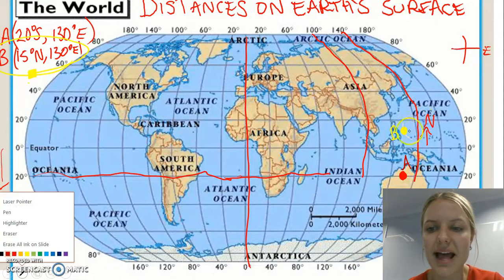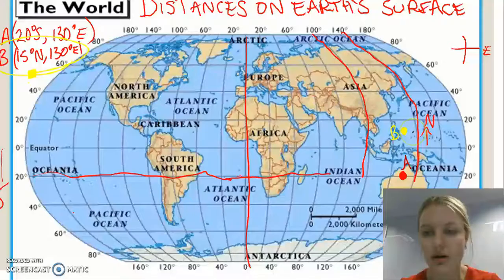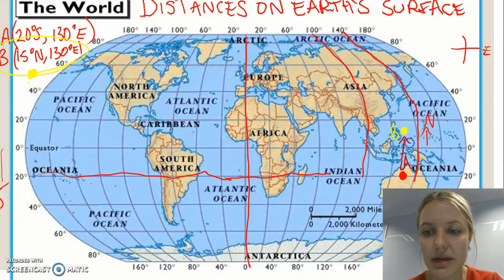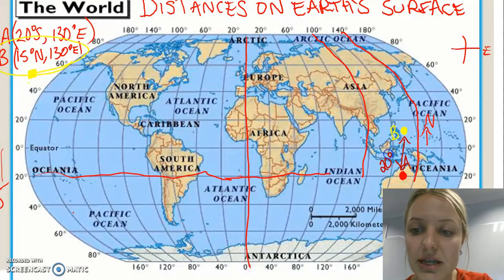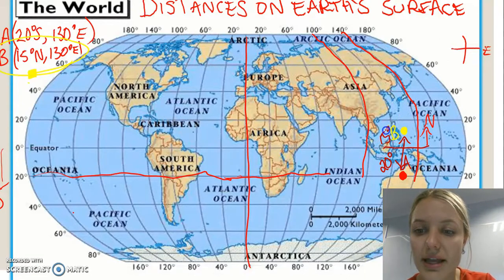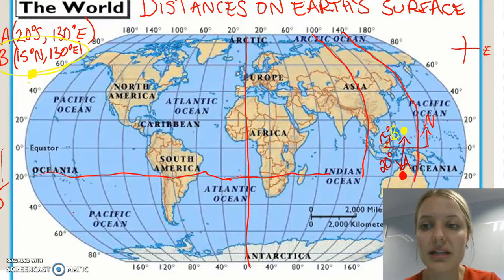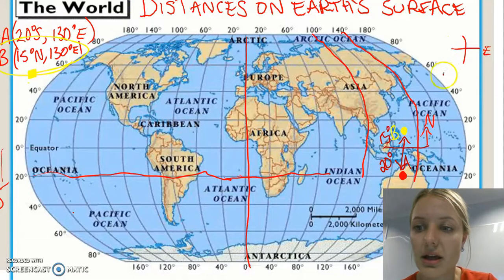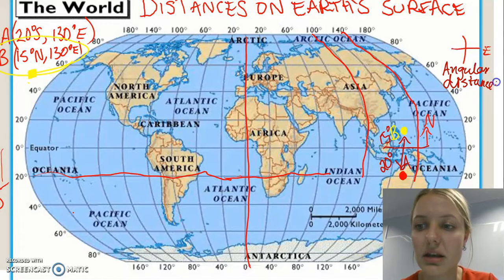Now, you simply need to find out how many degrees is travelled to get from A to B. Now, you'll notice that A is 20 degrees south of the equator. So you've got 20 degrees to reach the equator here at 0. You've then got 15 degrees north of the equator to travel to B. So you've got 15 degrees north of the equator here in order to reach B. So the angular distance is simply, I'll write it here, angular distance is 15 degrees plus 20 degrees. So the angular distance is 35 degrees.